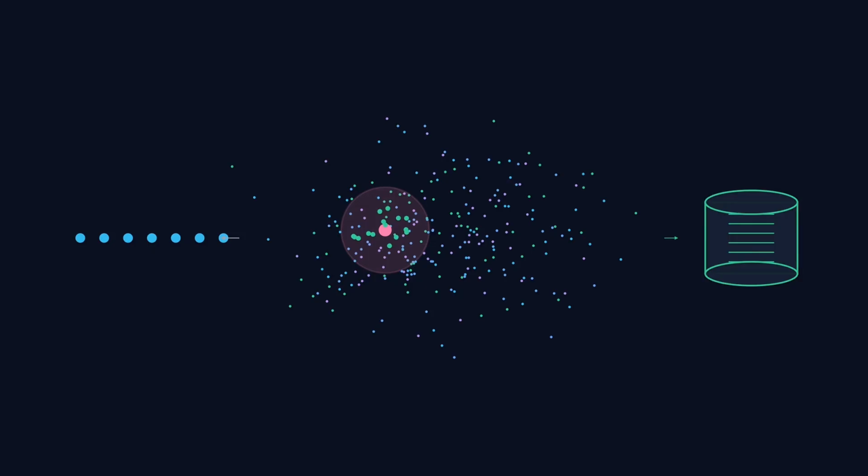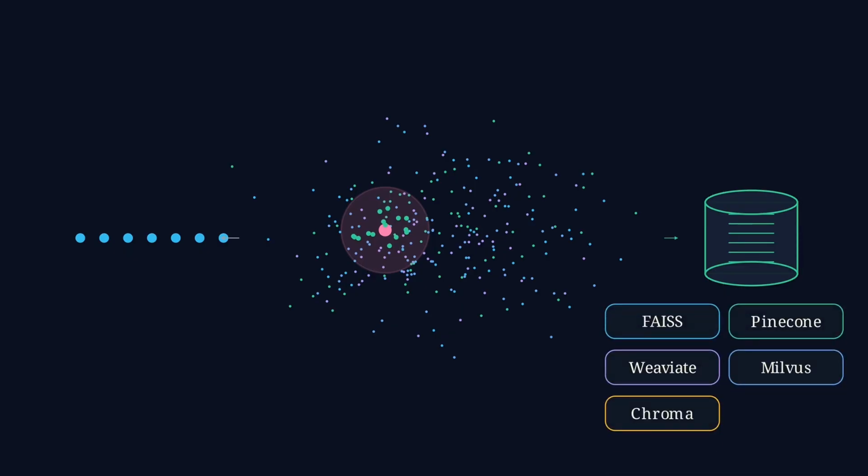Instead of scanning everything slowly, it uses special indexing techniques to quickly find vectors that are probably close to the query. That is why you hear about tools like FAISS, Pinecone, and others. They are useful when our vector search problem becomes large enough that a simple Python script is no longer enough.